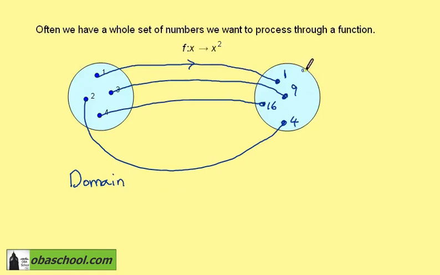The set of numbers here were the numbers output by the function. This set is also given a special name. It's called the range. So for this function, the domain was specified to be the set 1, 2, 3, 4, and the range was the set 1, 4, 9, 16.